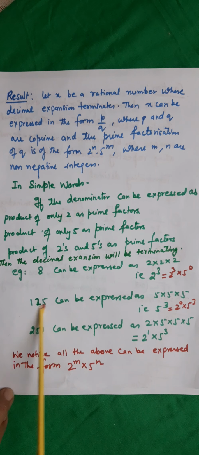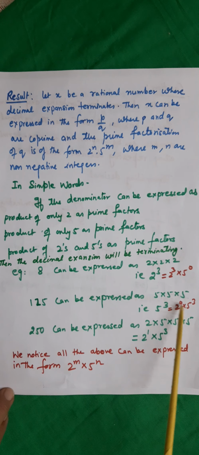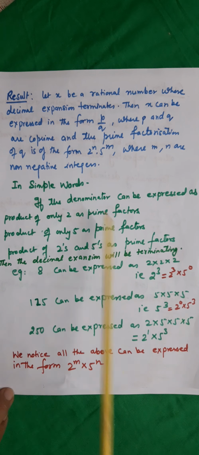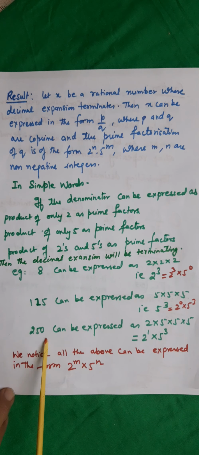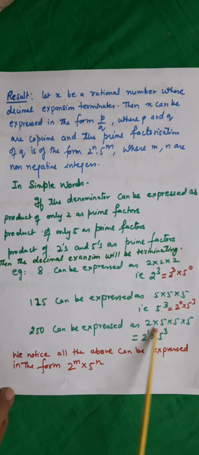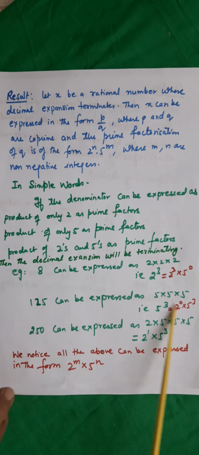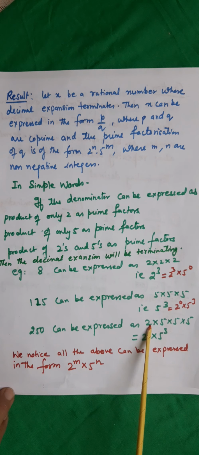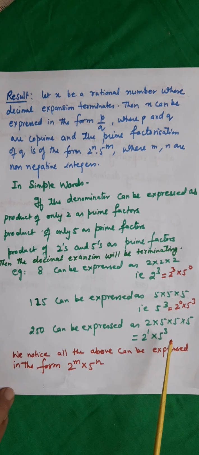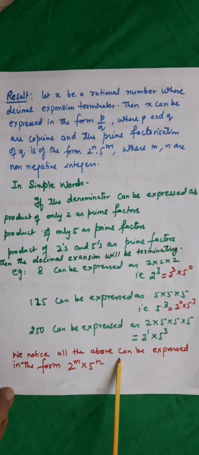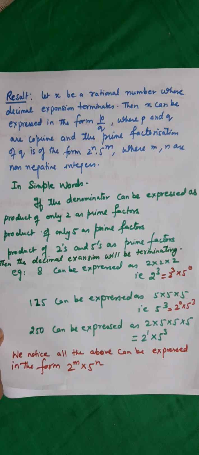Similarly, 125. I can always write it as 5 raised to the power 3, and this can be expressed in the form 2 raised to the power 0 into 5 raised to the power 3. That is 2 raised to the power m into 5 raised to the power n. Similarly, I take one more example, that is 250. It can be expressed as 2 into 5 into 5 into 5, that is 2 raised to the power 1 into 5 raised to the power 3. So in all these cases, whenever they are in the denominator form, then the rational number can be expressed as a terminating decimal. We notice all the above are expressible in the form 2 raised to the power m into 5 raised to the power n.